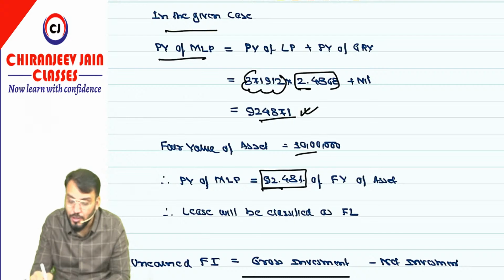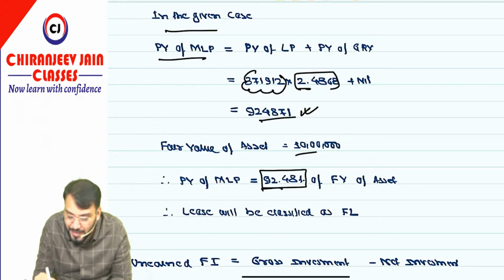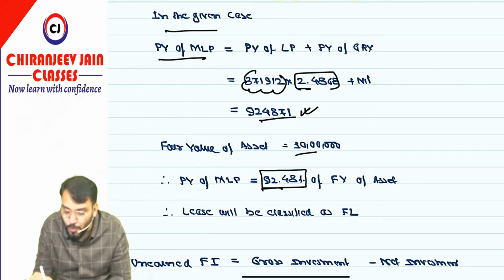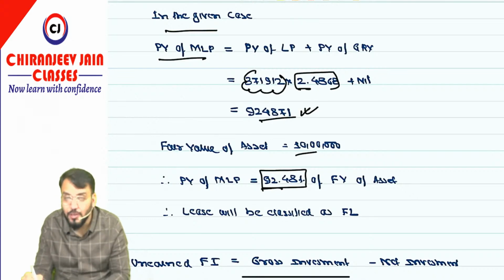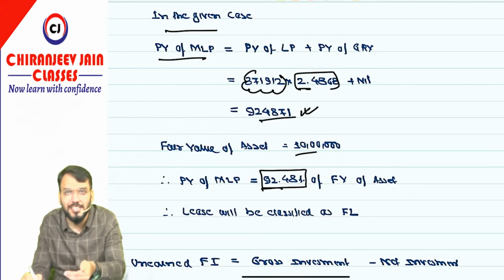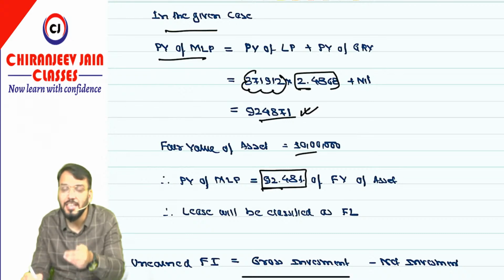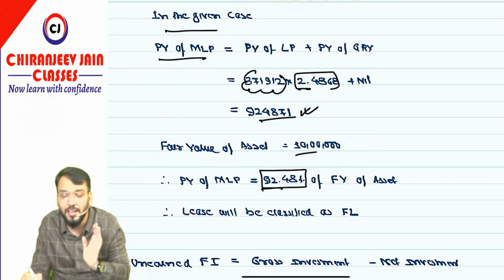So that will come to 92.48% of fair value. Means this 9,24,871 is 92.48% of fair value. Then can I say therefore the condition is satisfied and therefore the given lease is a finance lease.